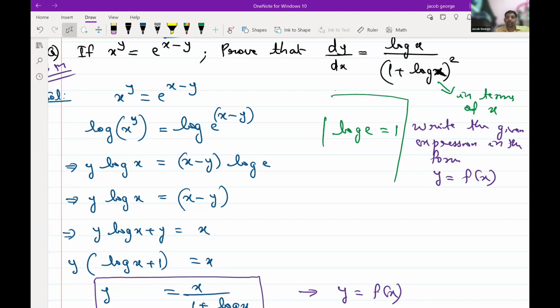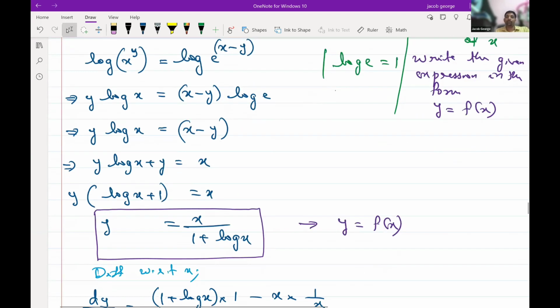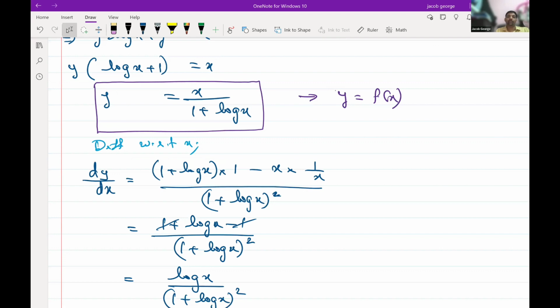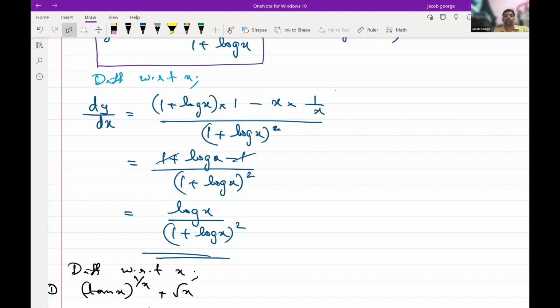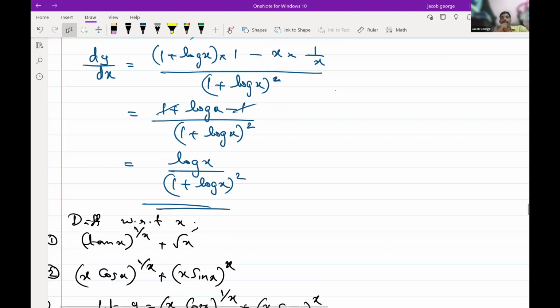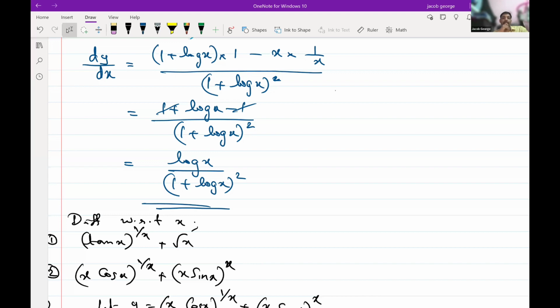And the importance of writing that y is in terms of x, because an answer is given. In that answer, right hand side, there is only x. So we wrote y is equal to x by 1 plus log x, then dy by dx by quotient rule: 1 plus log x into 1 plus x into 1 by x, plus denominator square by denominator square, and then you will be getting the answer, okay?